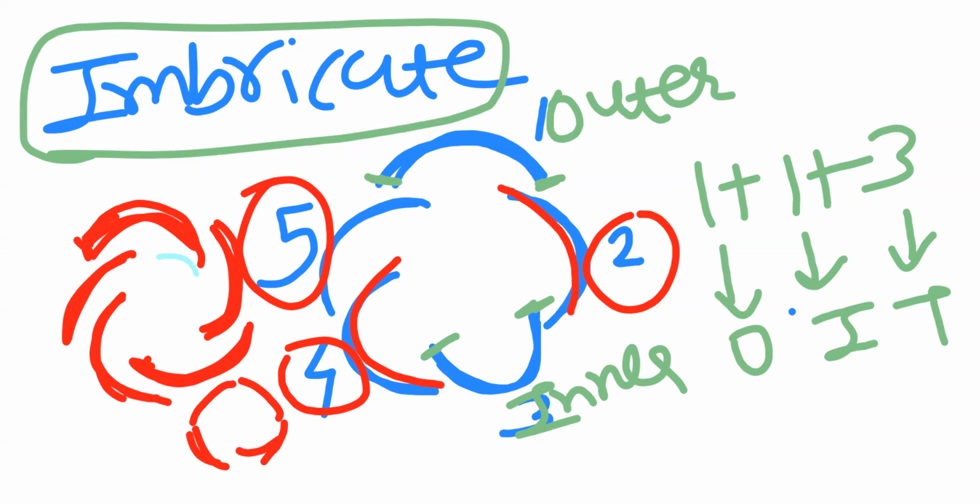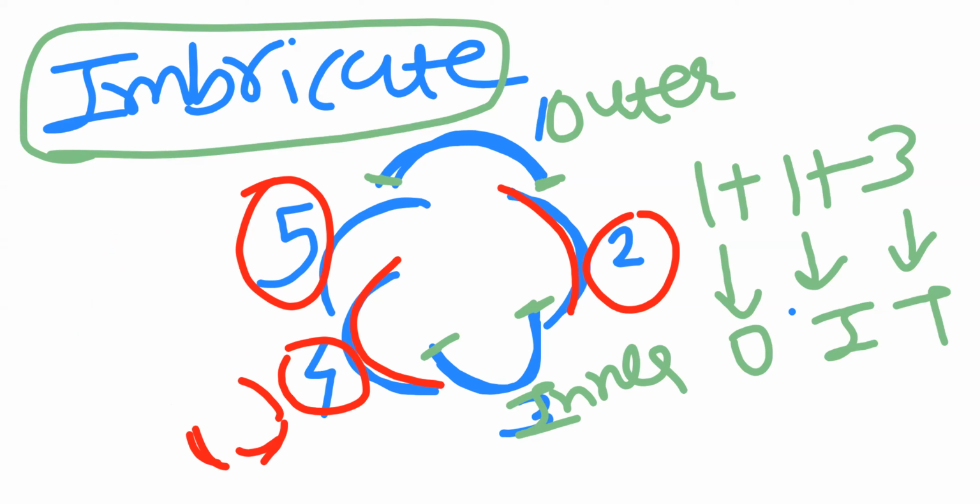But in this imbricate estivation, the pattern is not the same, right? One is outer, one is inner, and three are twisted. So we can say that the petals do not show any particular direction. Their margins are overlapped, but not in any particular direction because they have a different kind of arrangement, 1 plus 1 plus 3.